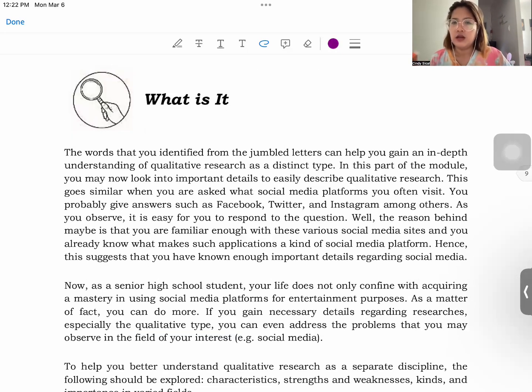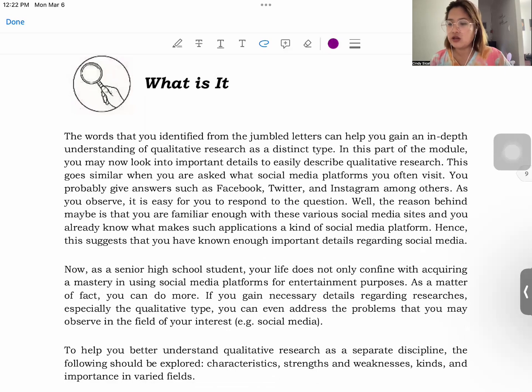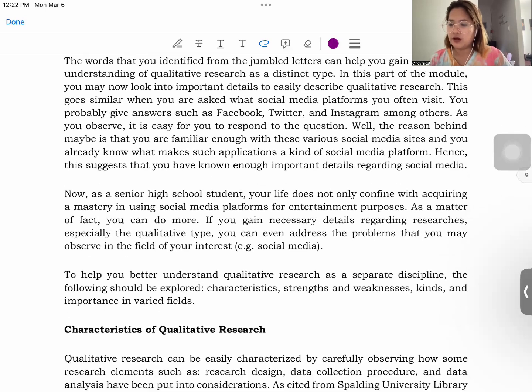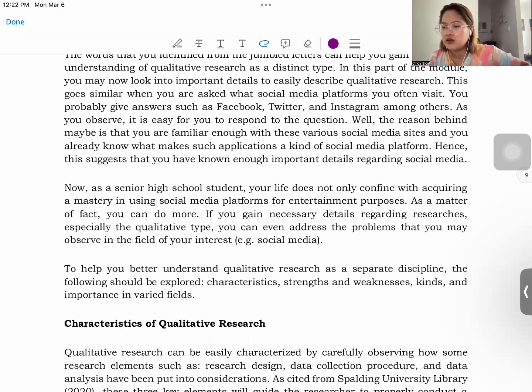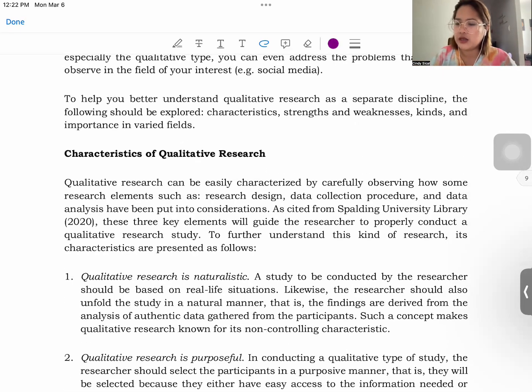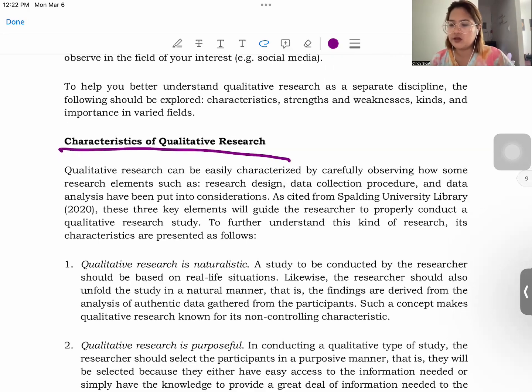After doing the initial activities, of course, you will be capable of identifying where we are right now. You may refer to other modules or to the earlier videos. So let's start with the characteristics of qualitative research.